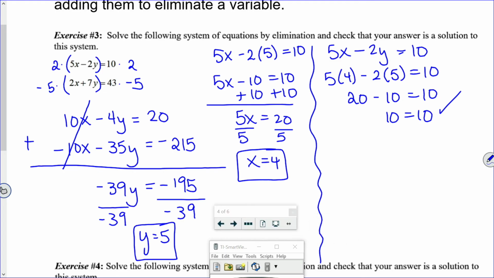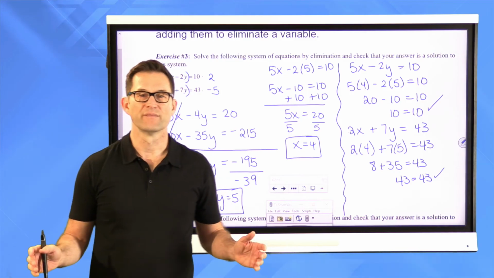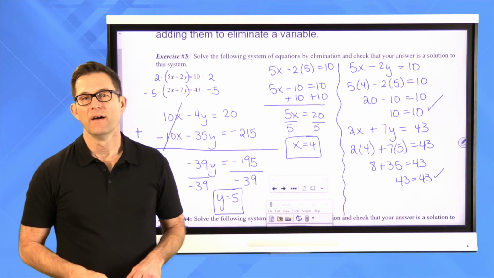But I've got to make sure it also solves the second equation, so that's 2x plus 7y is equal to 43. That's 2 times 4 plus 7 times 5 is equal to 43. That's 8 plus 35 is equal to 43. And that is, in fact, 43 equals 43. All right. So it works. Excellent. It's all good.